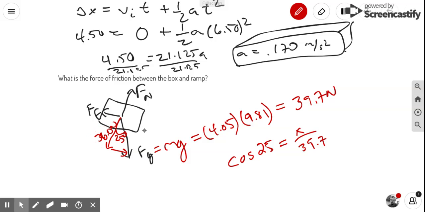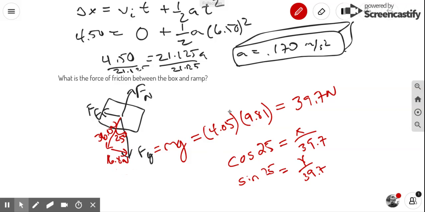6.0 newtons. And if I do the same thing with the other side here, that would be our sine. So sine of 25 degrees, the opposite side, is going to equal y or x or whatever you want to call it, over 39.7. If I multiply those two together, 39.7 times the sine of 25, that'll give us this opposite side here, and that would end up being 16.8 newtons.